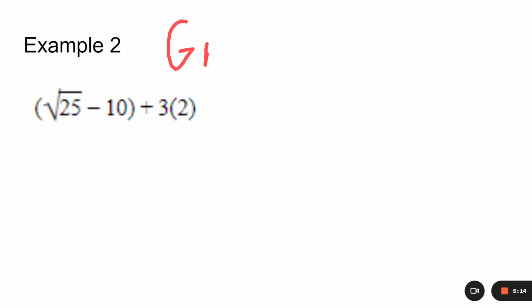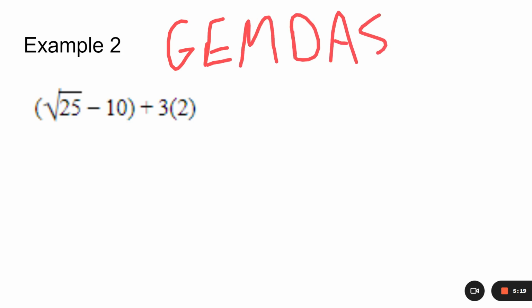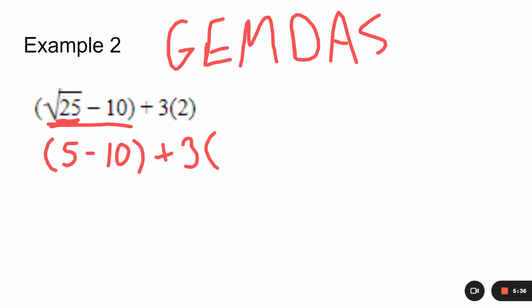Do I have any groupings? Yes, I do. I have this parentheses right here. So inside of the parentheses, do I have any other groupings? No. Do I have any exponents or square roots? I do. I have this right here, square root of 25. So I'm going to do square root of 25 first. Square root of 25 is 5. So now I have 5 minus 10 plus 3 times 2.